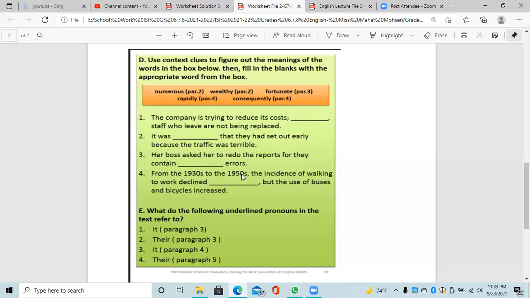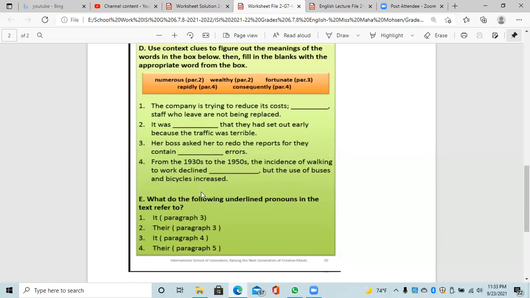What is the answer here? Declined rapidly, because declined means decreased rapidly, but the use of buses and bicycles increased. Okay. And the last one, what do the following underlined pronouns in the text refer to?